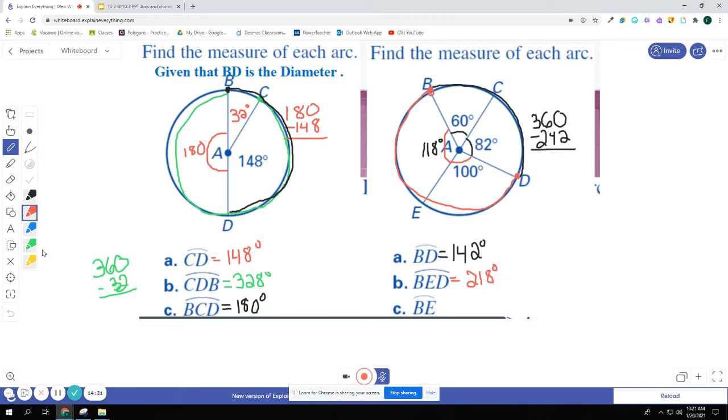And lastly, we're going to look at the arc BE, which should be a minor arc since it is only two letters, and it goes from B to E, which is actually the angle we found as 118 degrees, because the central angle, again, is the same as the arc it's creating. So it would be 118 degrees.